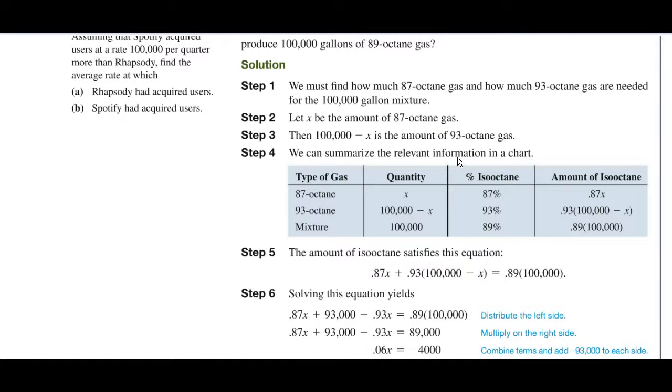Again, if you have a 100,000 gallon mixture, and you want to divide that into two parts. Remember, part of it is x, and the other part is 100,000 minus x. And then this is the total amount of the mixture. And there is your equation down here. This is a typical mixture problem.